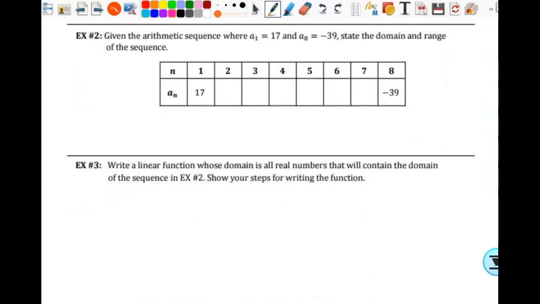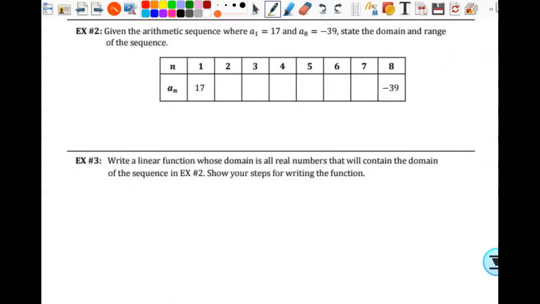All right, so now it says, given the arithmetic sequence where a sub 1 is 17 and a sub n is -39, state the domain and range of the sequence. Okay, so I have enough information right now to state the domain. Do I have enough information to state the range? No, because the range is not from 17 to negative 39, right? Because it's not continuous. So I have to know what all those numbers are. Because if I'm going to state the domain, you can go ahead and say the domain. Let's go ahead and do that, I guess.